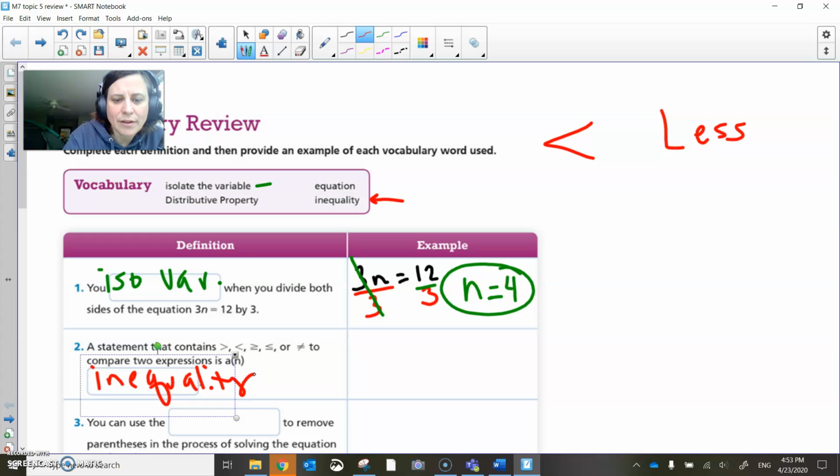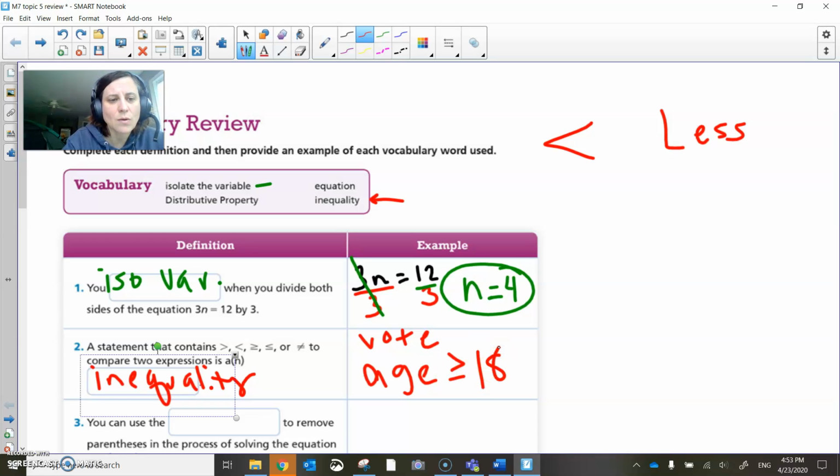For example, in order to vote in our country, your age must be greater than or equal to 18. That is an inequality, which means there's a whole bunch of ages that you could be if you're a voter in our elections, which I hope that you all will be in whatever that means for you.